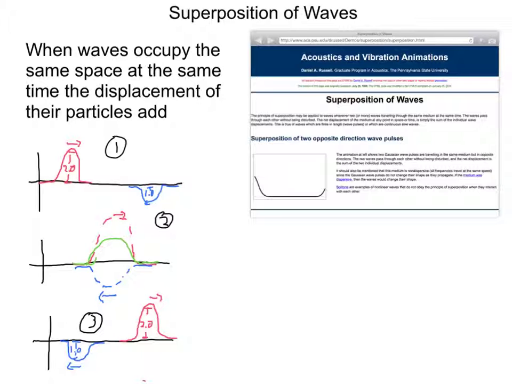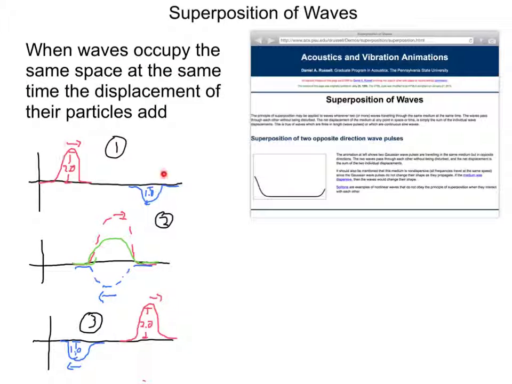Superposition of waves refers to when two or more waves occupy the exact same space at the same time. They have the same, if you will, space and time. Whenever that occurs, the displacement of the particles, if you will, their amplitudes, you could interpret that loosely, would actually add.